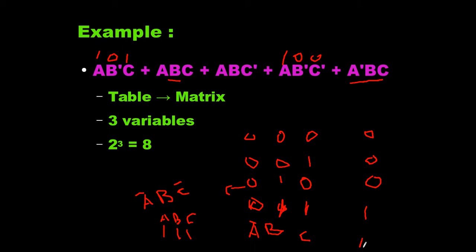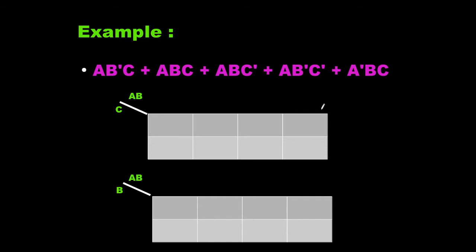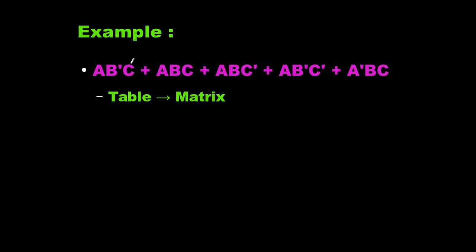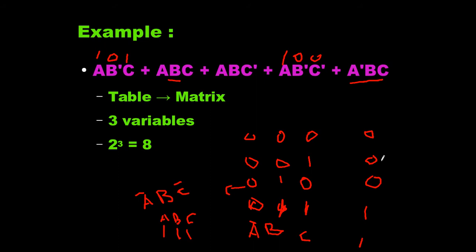Because why? This is in sum of products. All of those are min terms. What did we say a min term is? All the variables, complemented or not. This has all the variables. This has all the variables. I have 5 min terms, so we're gonna have to have 5 ones in my truth table, which has 8 rows. So 3 will be 0, 5 will be 1.